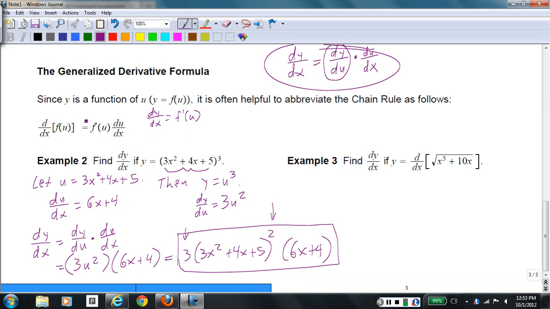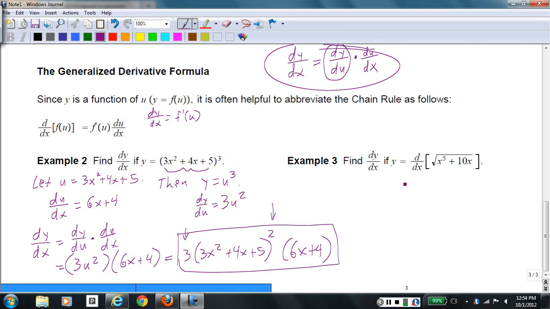Now, using the generalized derivative formula, here's the way we want to think of it. Y equals an expression raised to the third power. Well, the derivative of an expression raised to a third power is 3 times that expression raised to the second power times the derivative of that expression. That's the way we want to think of it when we're evaluating the chain rule. Just how do we take the derivative of something raised to the third power? Well, bring 3 out in front, reduce the exponent by 1, and then multiply by the derivative of that expression.